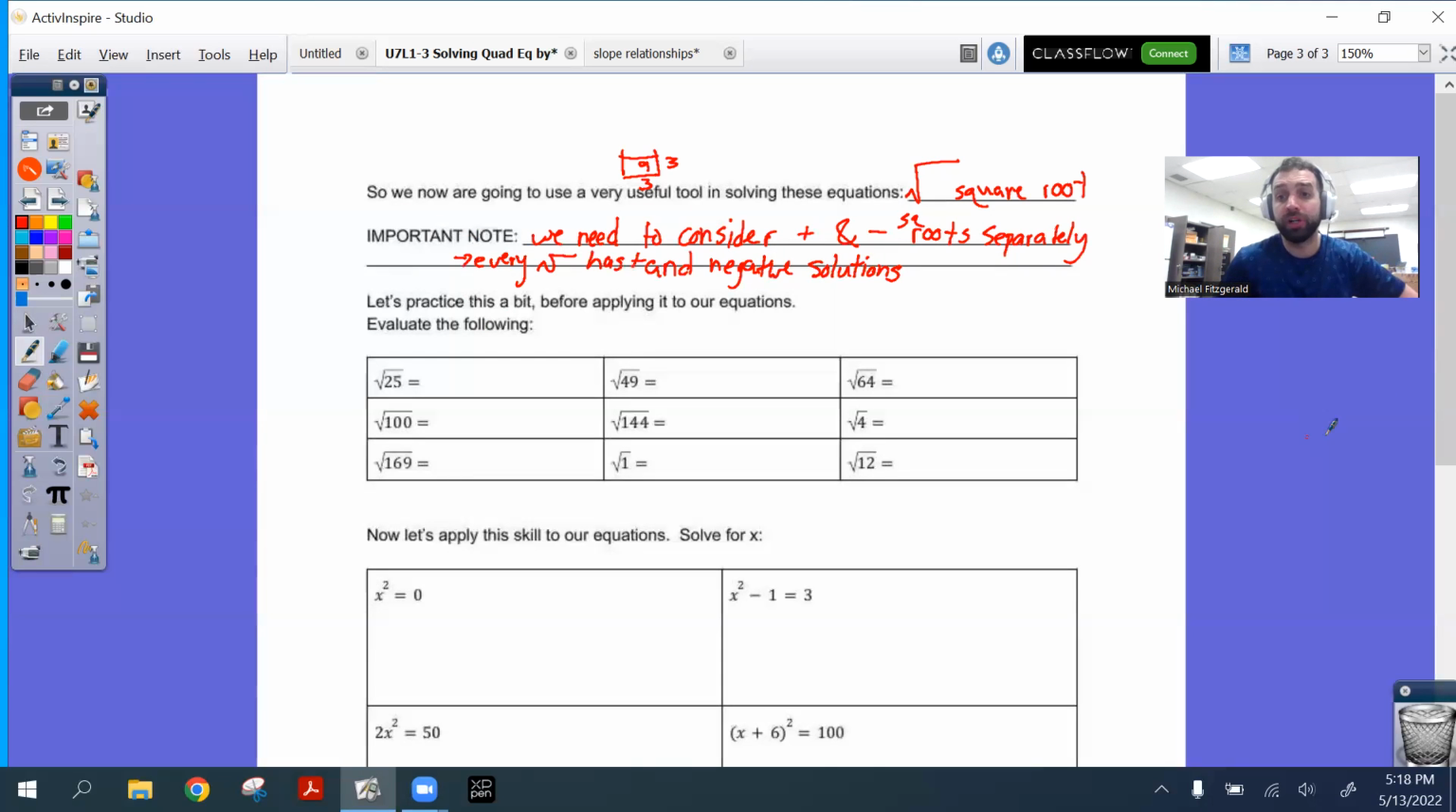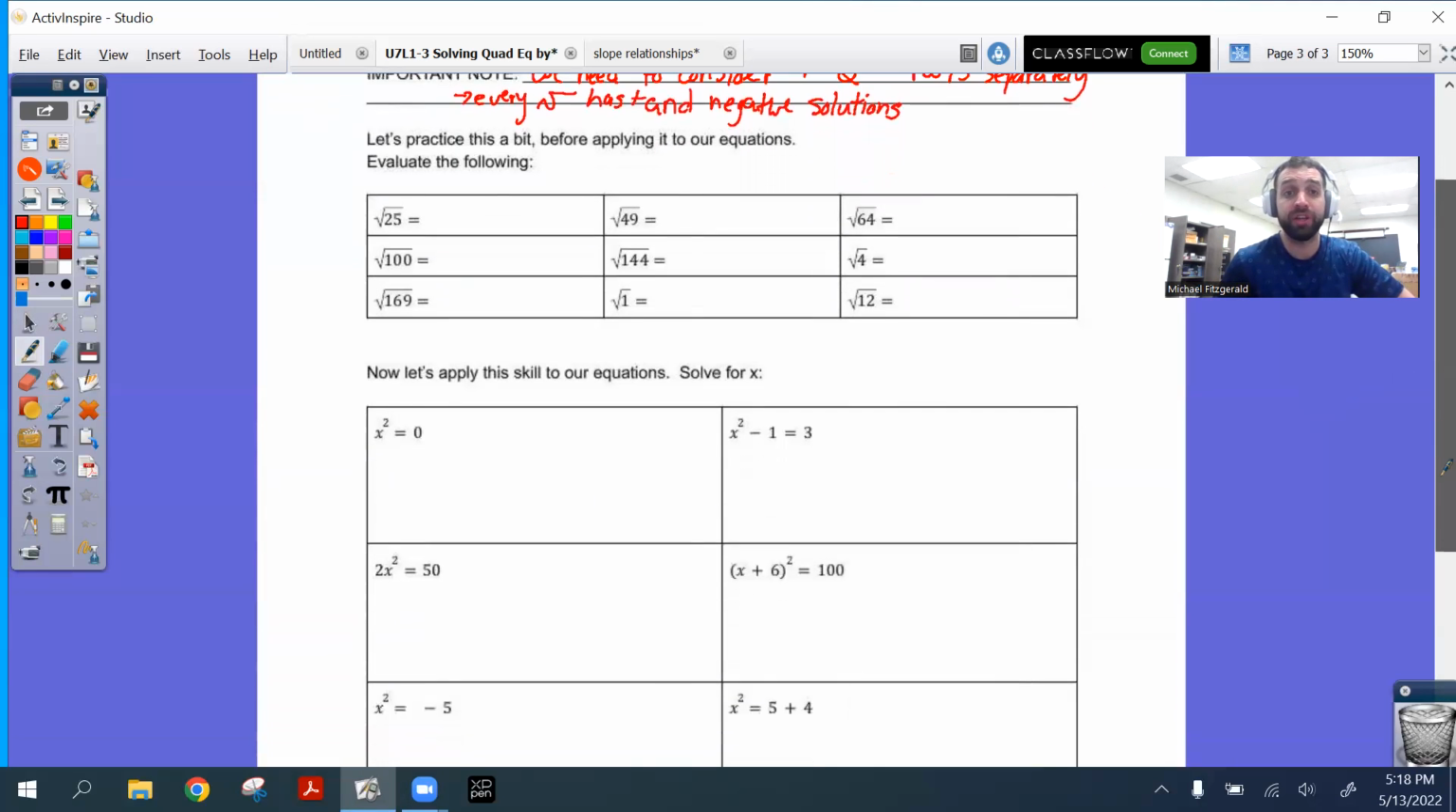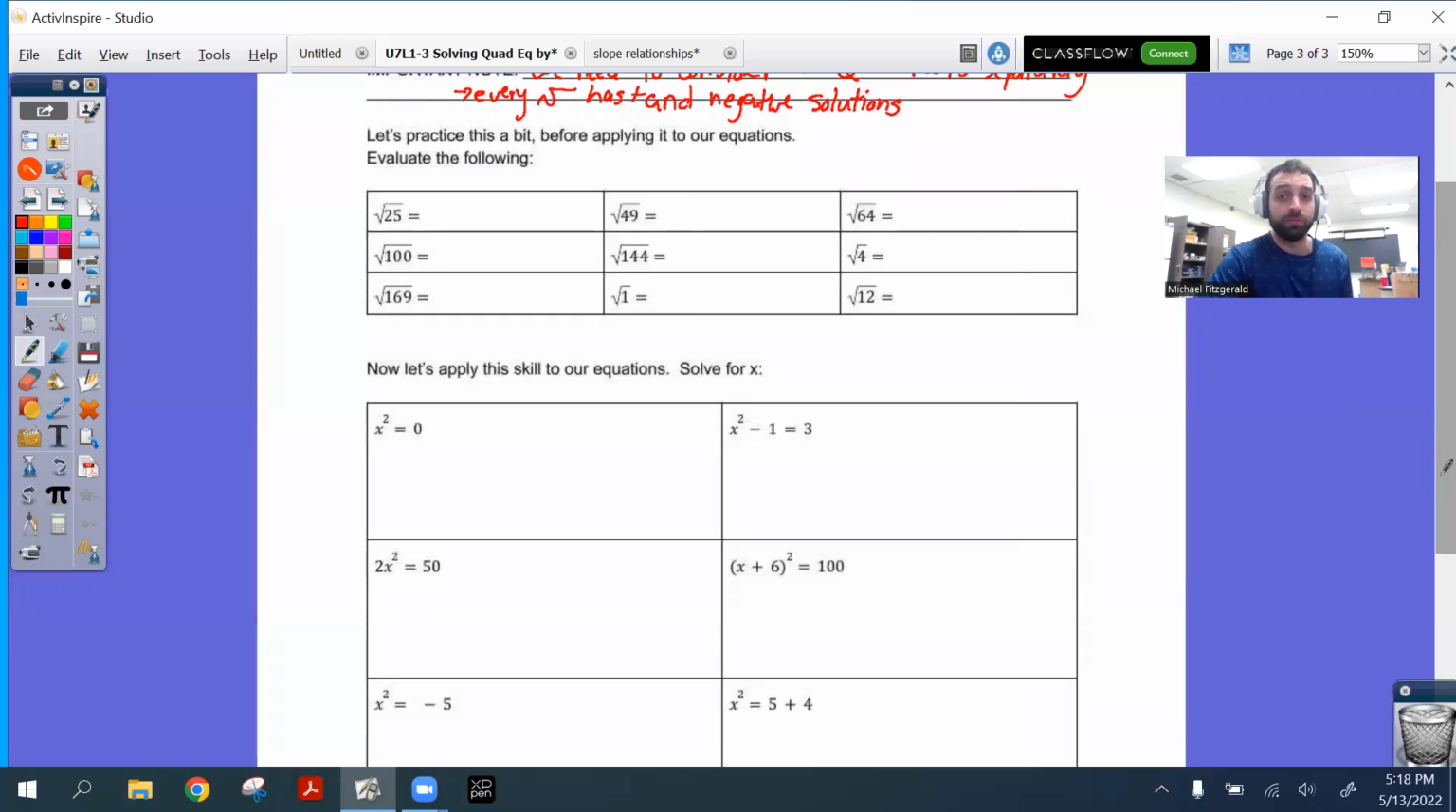So here I'm going to be doing a couple of these just to give you an idea. Some of these are simple enough. Square root of 25. What number times itself gives us 25? Well, we'll say 5, but we also want to make sure that when we're solving our equations, we're doing -5. 49 square root is 7 and -7. Square root of 144 is 12 and -12.